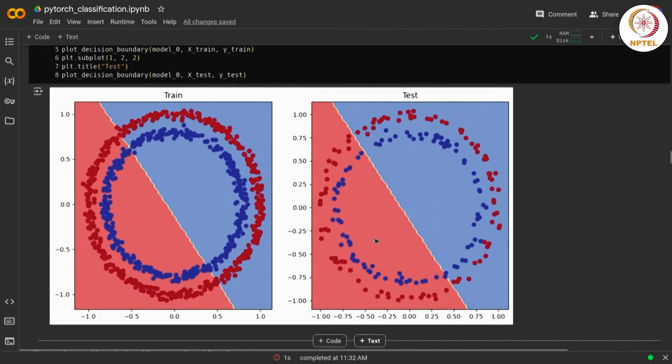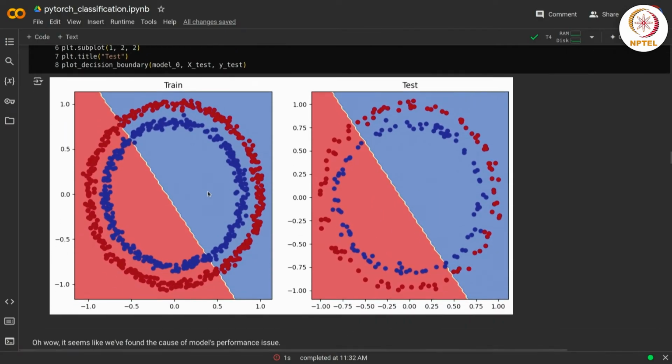So yeah, the code above is basically trying to visualize what the model is learning, right? The model is learning this decision boundary where any point falling in this blue region is a blue sample.